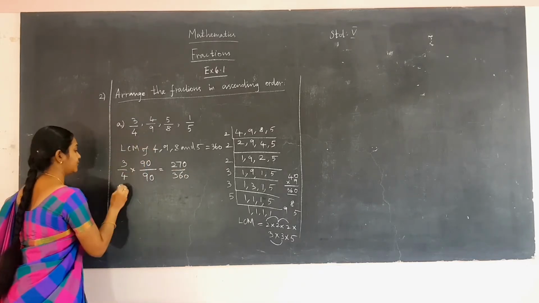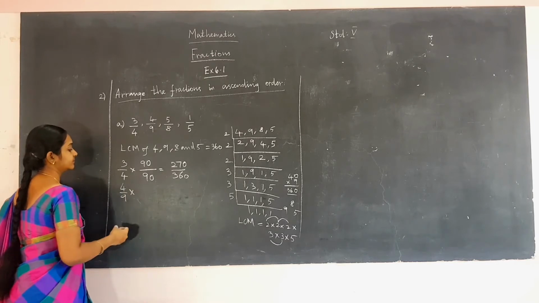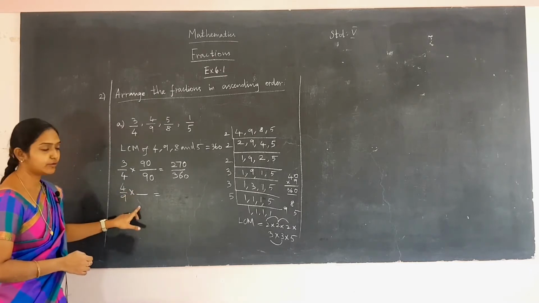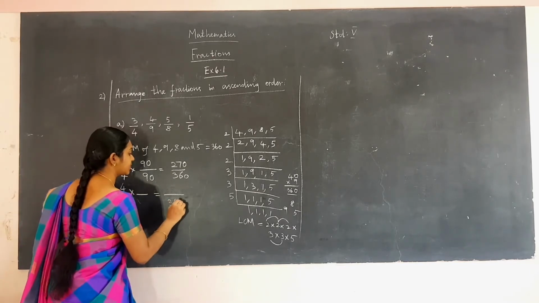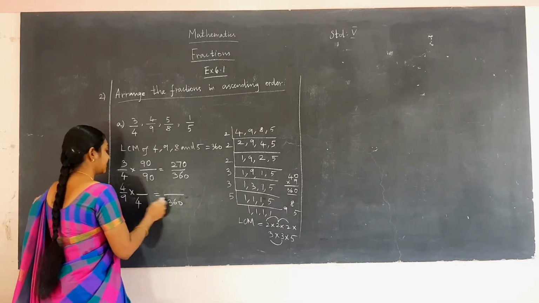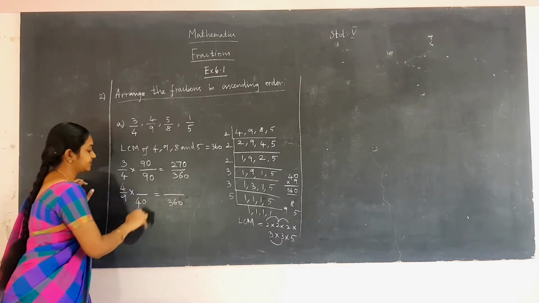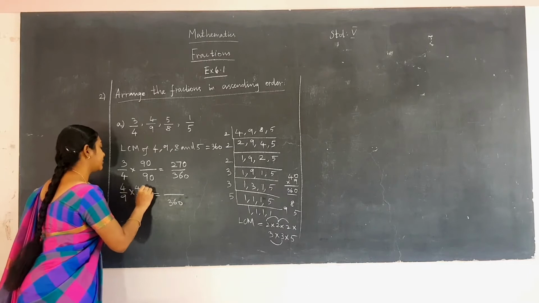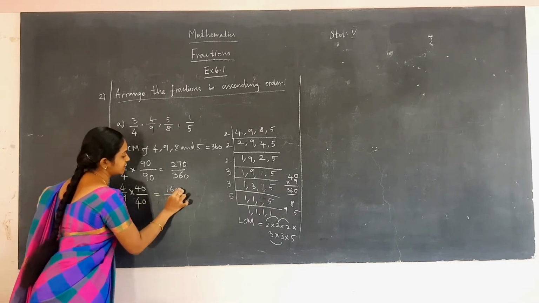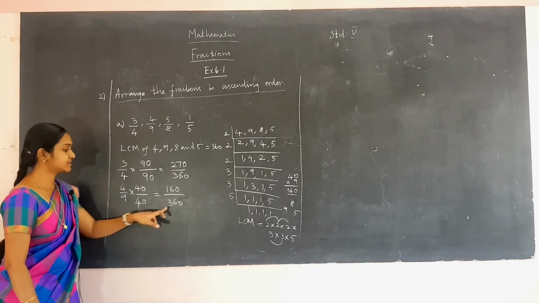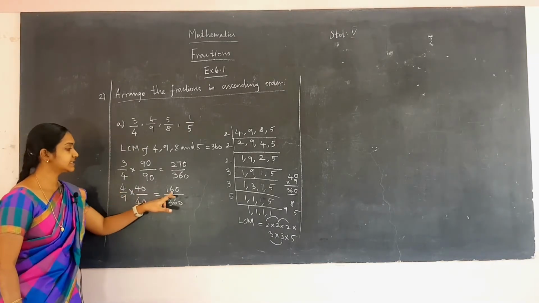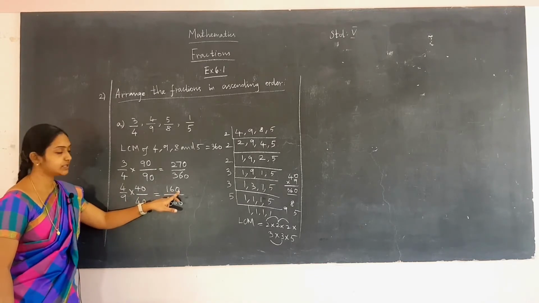Next we are going to convert 4 by 9. We have to multiply the numerator and denominator with a number to get 360. What is that number? Again 9 4s are 36. Here we have a 0, so we have to put a 0 here. In the numerator also we have to multiply with 40. 4 into 4 is 16. Here we have a 0, so we have to put a 0 here also.